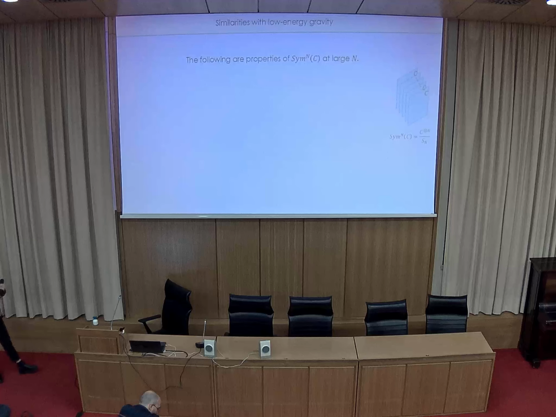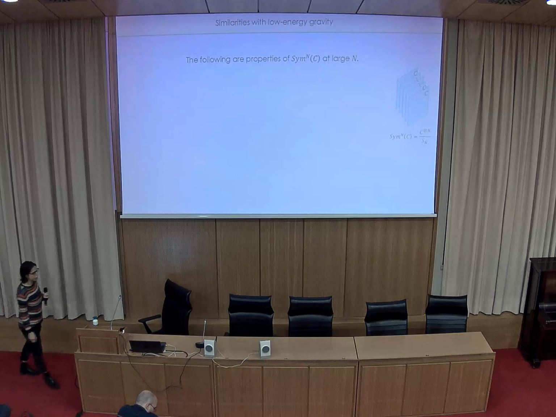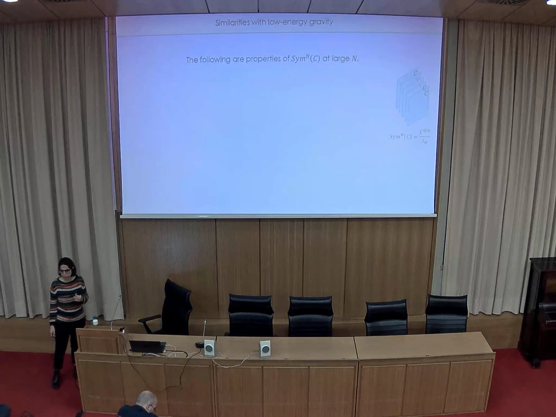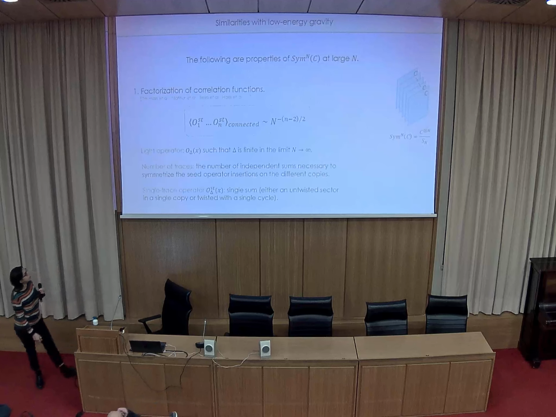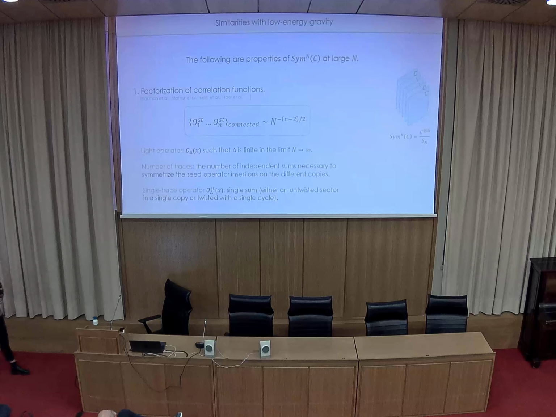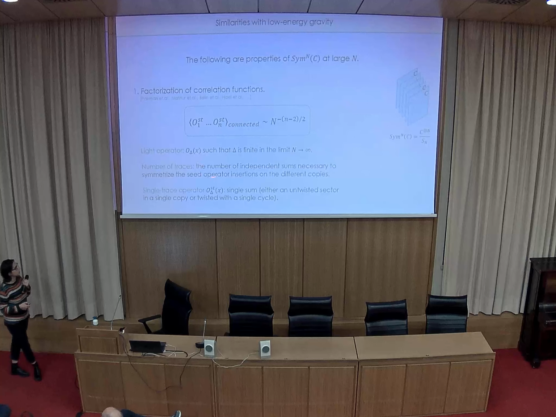Okay, so these are properties. Because I'm interested in how they look like low energy gravity, everything that I say here, you do have to have in mind that it's a large N limit of the theory. Okay, so the first property is the factorization of correlation functions. So here, I'm looking at operators that we call light, basically operators whose conformal dimension is finite in the limit N going to infinity.